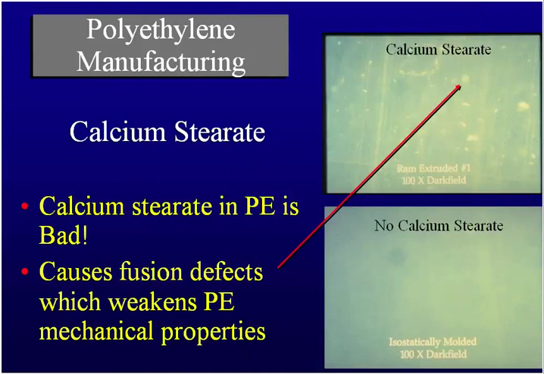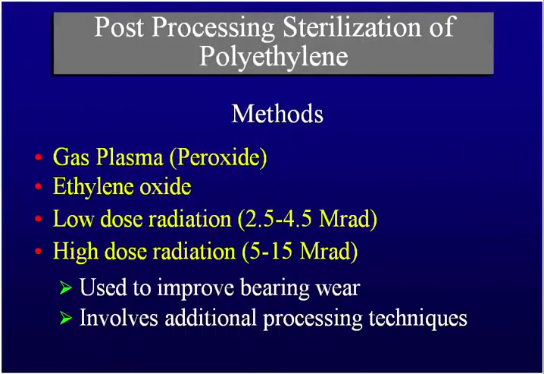In the process of manufacturing polyethylene, some techniques use calcium stearate. And the reason they use calcium stearate is because it wouldn't let the polyethylene bead stick to the mold. That was the only reason they used it. But it got into the polyethylene, created these beads, and caused fusion defects, which weaken the polyethylene and decrease the mechanical properties. And these were areas where you would see a lot of fatigue, fracture, and wear. So you don't want plastic with calcium stearate. So now all plastics are generally made without any calcium stearate.